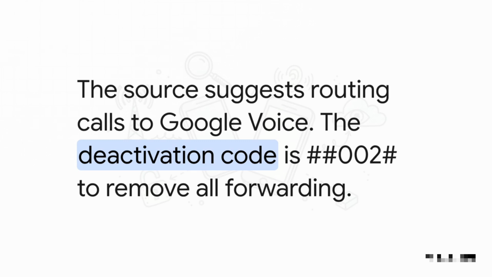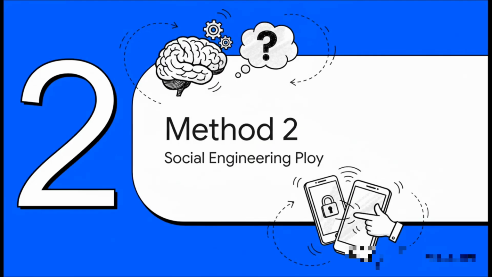But here's the really crucial part. They also give you the off switch. Typing ##002# and hitting call is supposed to completely wipe out any and all call forwarding on that phone. Okay, so the next method is a big shift. We're moving away from technical codes and into human psychology. According to the source, this technique doesn't require physically touching the phone at all. Nope. Instead, it relies completely on deception, a tactic we call social engineering.